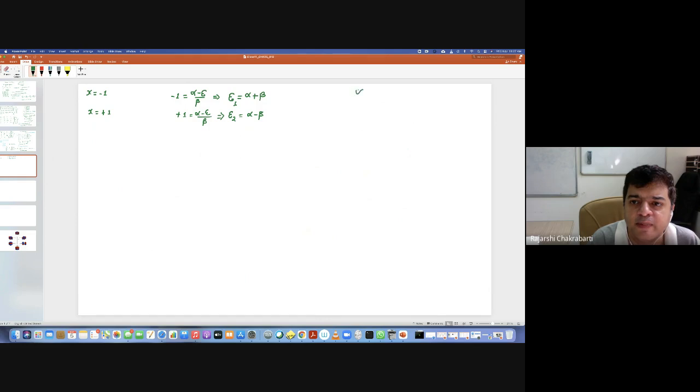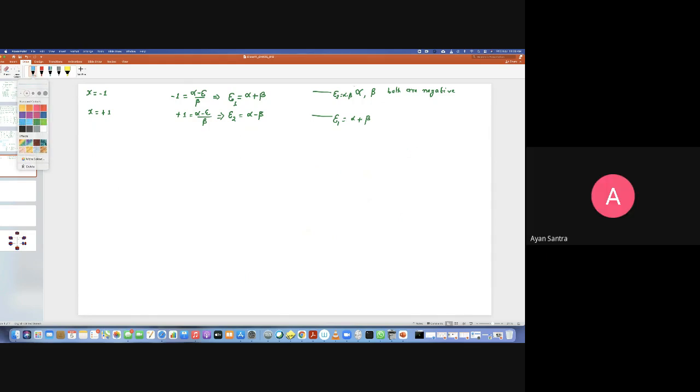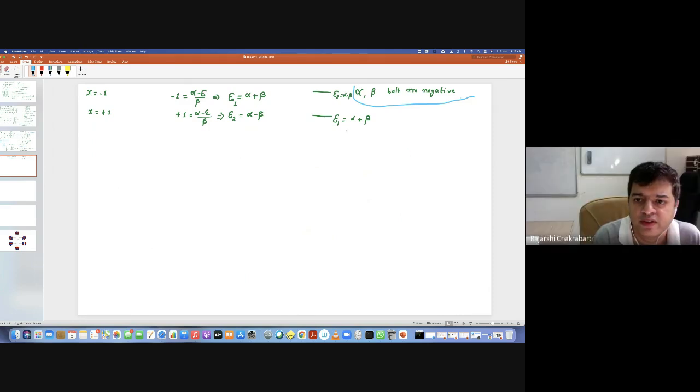You see that alpha and beta, if you calculate, both are negative. This resonance integral and the Coulomb integral, if you calculate, both are negative. So basically it means that I have two energy levels. This is alpha plus beta, and this is alpha minus beta. So basically this is the bonding MO, I call it bonding MO.